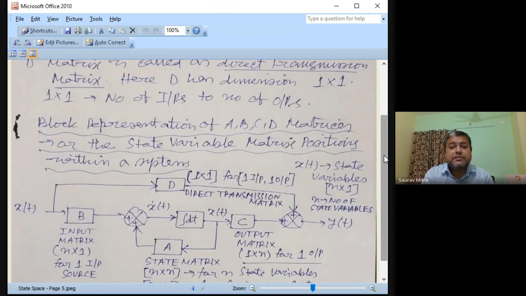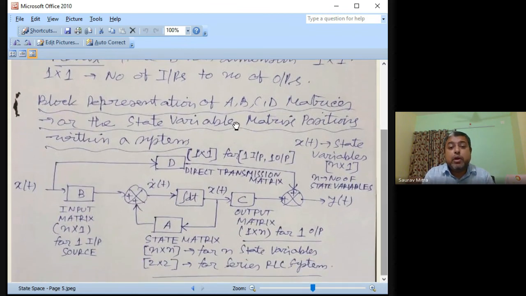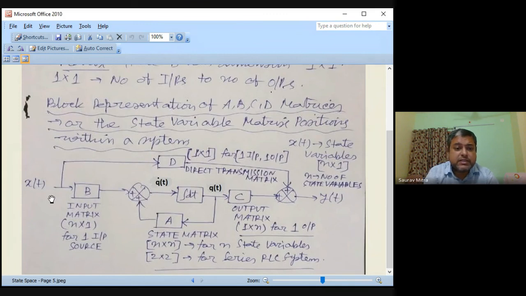Now below I have shown you a diagram which is called the block representation of the ABCD matrices or state variable matrix positions. In an overall system, xt is the input and yt is the output, where all these matrices exist. The B matrix is called the input matrix. It is n cross m. If there is only one input, then it will be n cross 1. So for this system, we have only one input and yt is one output. The D matrix is very clearly shown here.